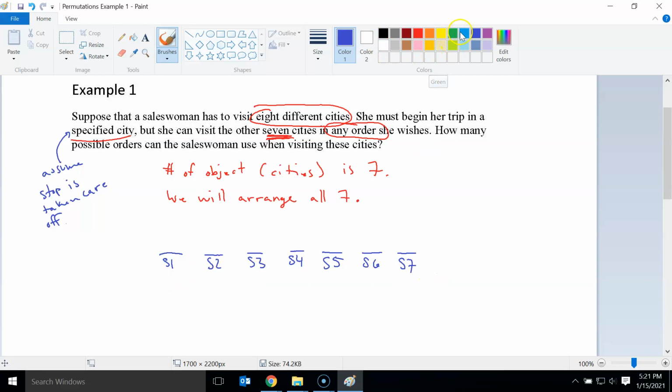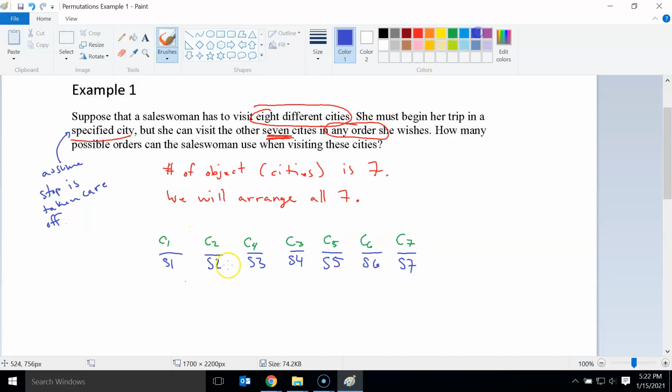Now, out of the remaining 7 stops, the saleswoman could stop at maybe city 1, then city 2, maybe skip over city 3, go to city 4, come back to city 3, then city 5, city 6, and then city 7. Now that is just one possible arrangement. Let's think about what we need. Remember, we want to know the number of possible arrangements, the number of possible orders.